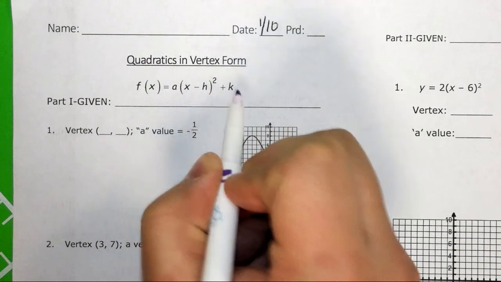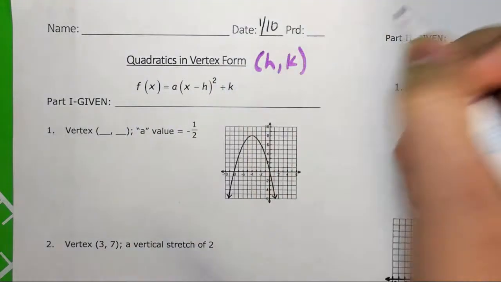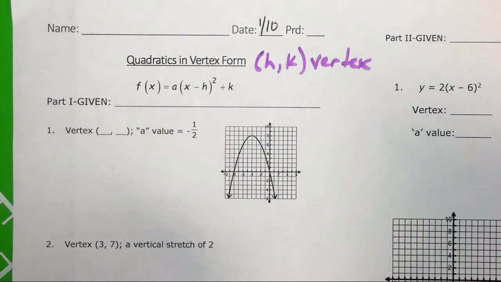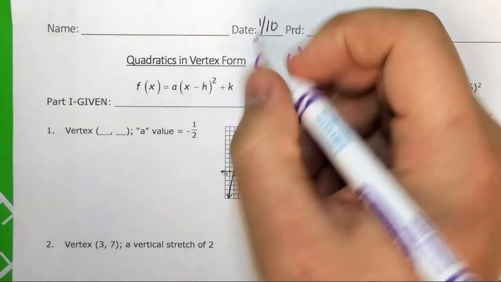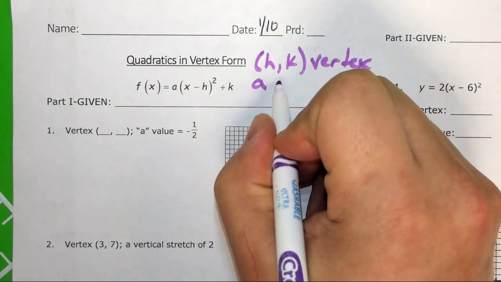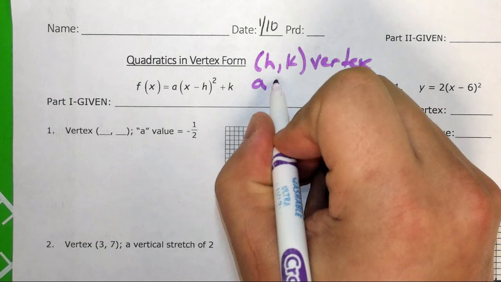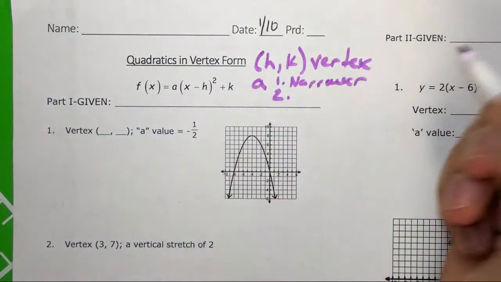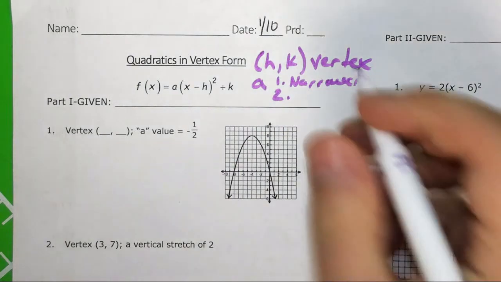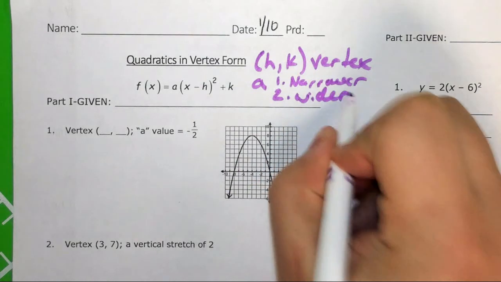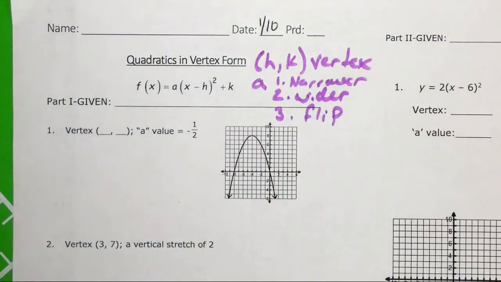And remember, (h, k) is just the vertex. That's the vertex of the parabola. Whereas a, if you remember, does one of three things. One, it could make it narrower. Two, it could make it wider. Or three, it can flip it. So there are three possibilities there with a.